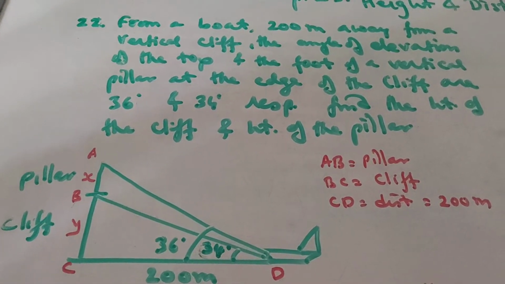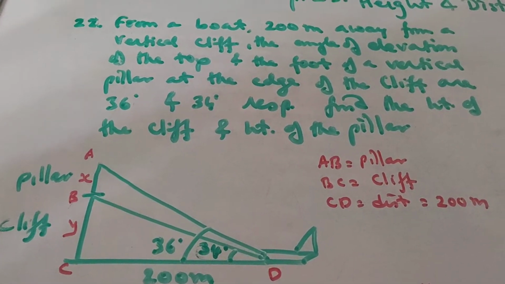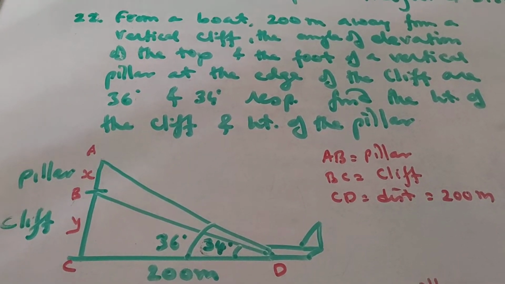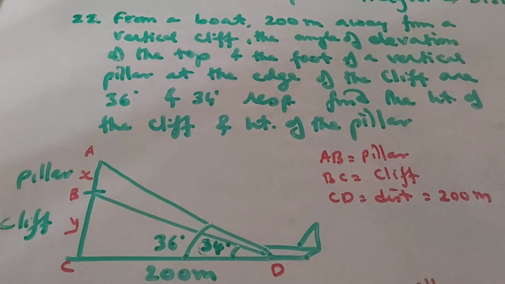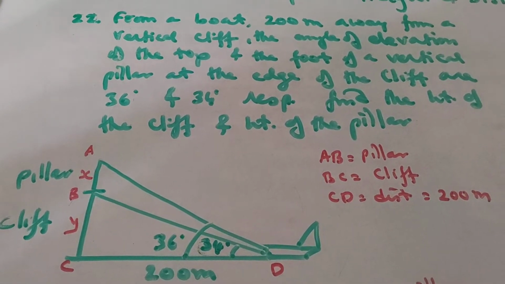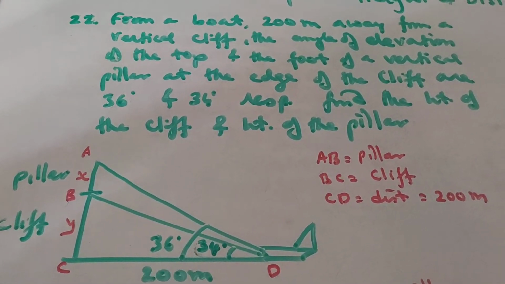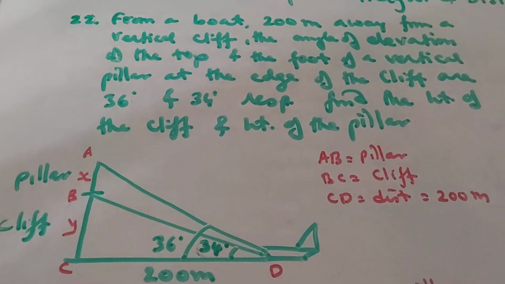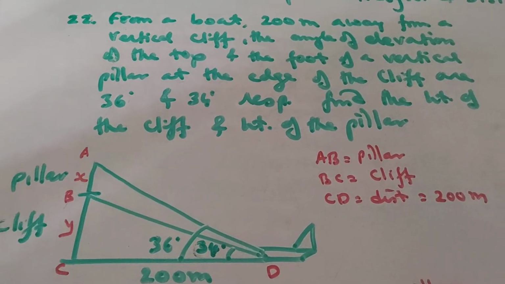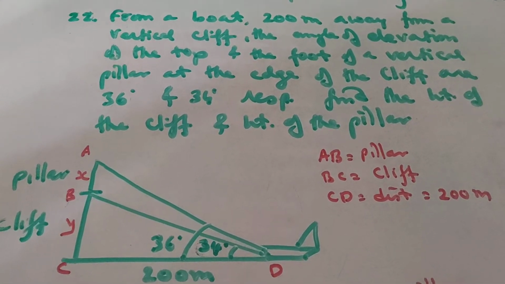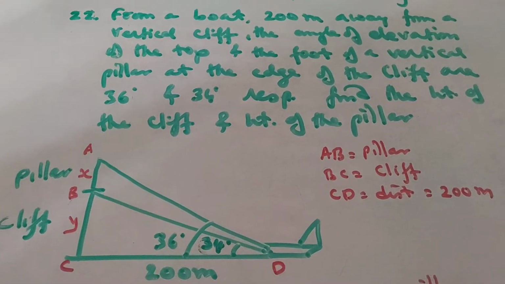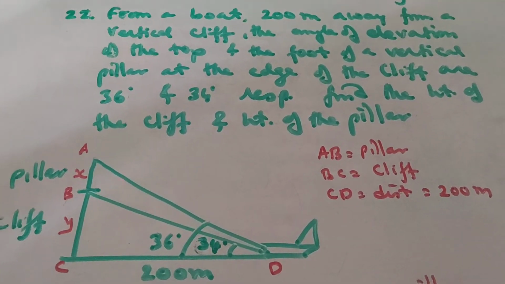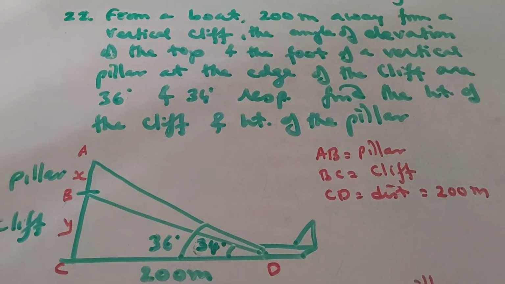Anyway, so here AB is the pillar and BC is the cliff. The height of AB is x and the height of BC, that is the cliff, is y. The pillar is x, so the total height will be x plus y, and the distance of the boat from the cliff is 200 meters. From the boat, the angle of elevation to the top and the foot of the pillar on the cliff is 36 degree and 34 degree.